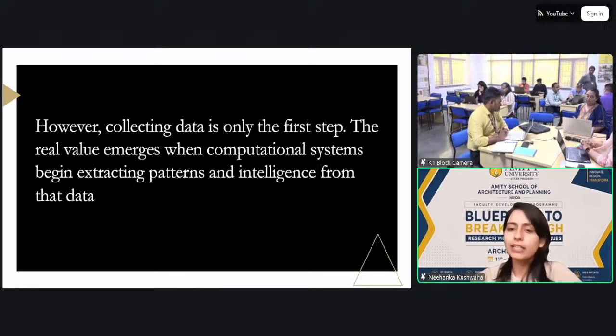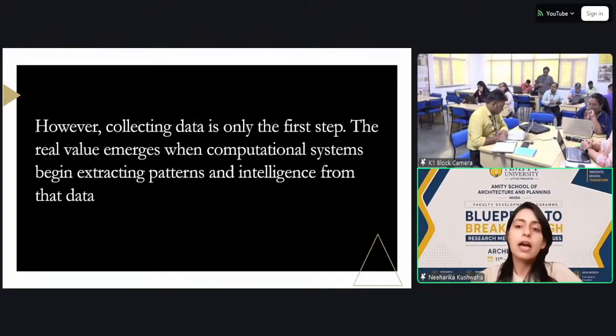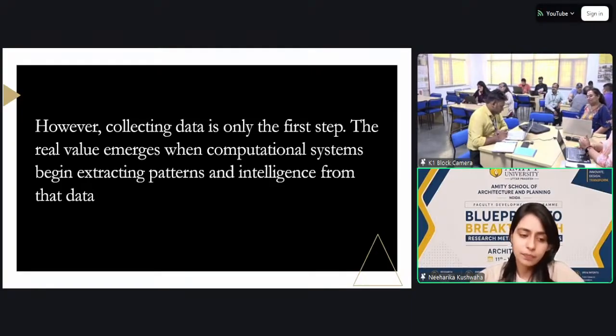However, collecting data is only the first step. We understood what our research question was, what our research domain was, how things were happening. We collected the data onto it. The real value emerges when computational systems begin extracting patterns and intelligence from that data. So, data right now is no longer scarce. Interpretation is the real challenge here.